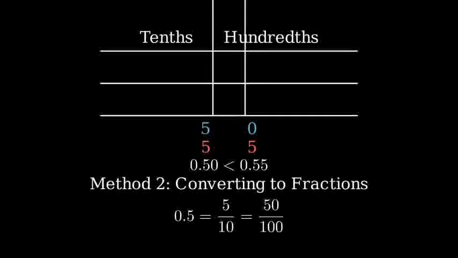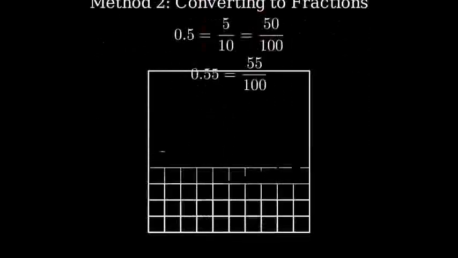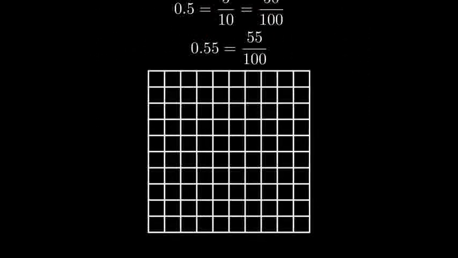0.5 is equal to 5 tenths, which is the same as 50 hundredths. 0.55 is equal to 55 hundredths. Let's visualize these fractions. Here's a rectangle divided into 100 equal parts.